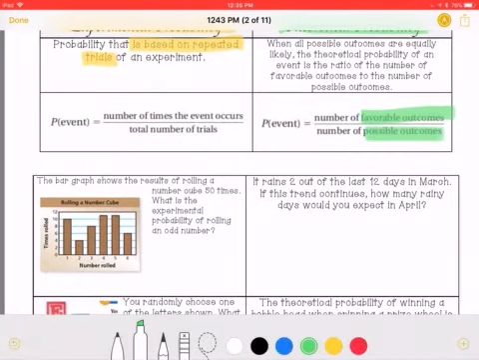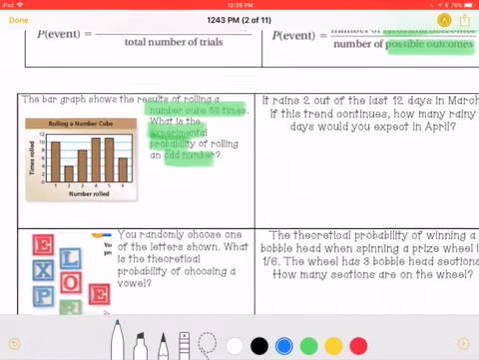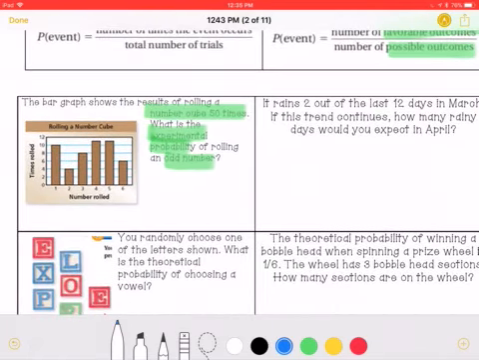All right. So the bar graph shows the results of rolling a number cube 50 times. What is the experimental probability of rolling an odd number? So we're looking at experimental because they did an experiment. They rolled a number cube, which is just a dice, 50 times. And then they recorded their results, and the results are here to the left on this bar graph.